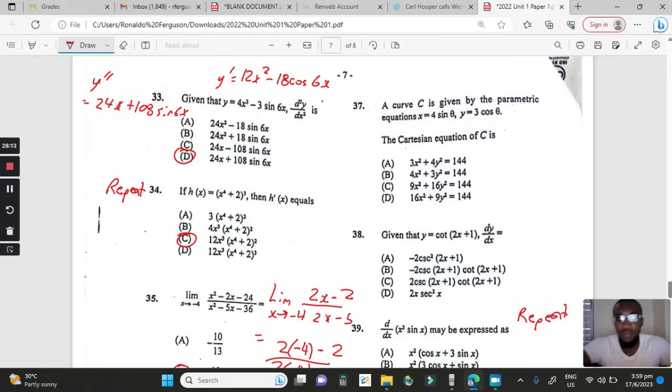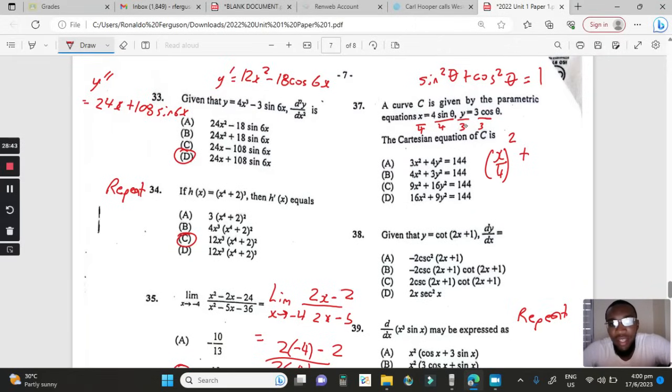Alright, so say a curve is defined by this parametric equation: x equals 4 sine theta, y equals 3 cos theta. So the first thing we have to remember is sine squared theta plus cos squared theta is equal to 1. So sine theta would be x over 4. So x over 4, when you square it, plus cos squared theta. Divide both sides by 3, so cos theta is y over 3, so y over 3 squared, equals 1.